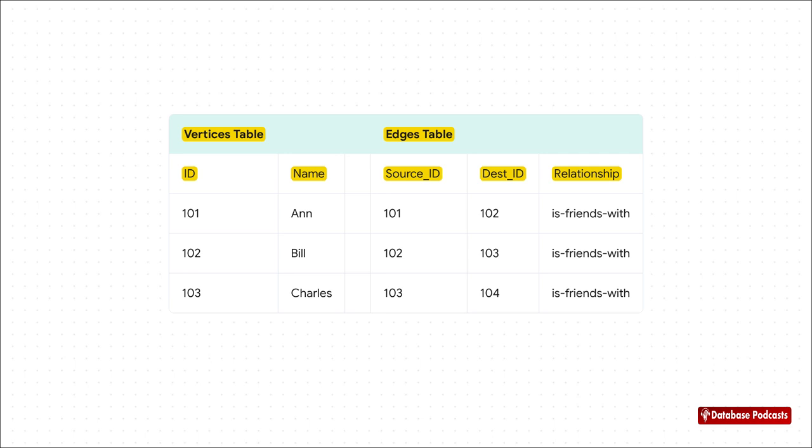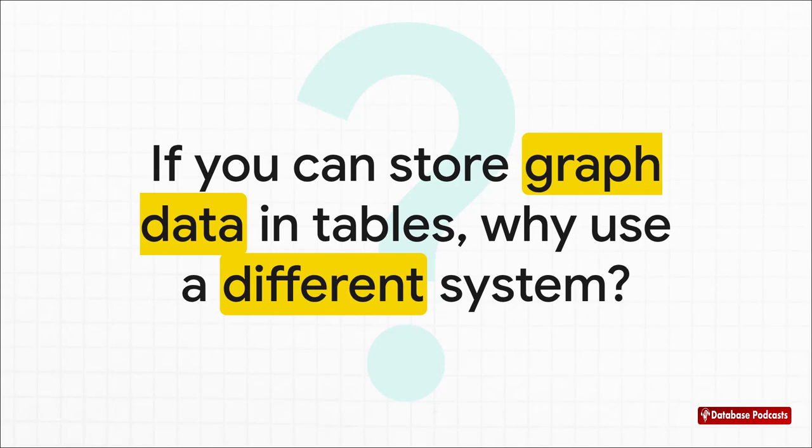So looking at this, it's totally logical to ask: it's a perfectly fair question. If the data can technically fit into a structure we already know and use all the time, why on earth would we bother with a whole new system like a graph database?